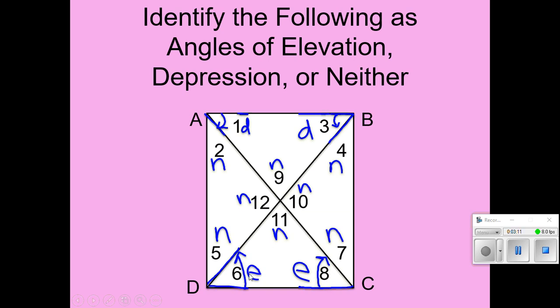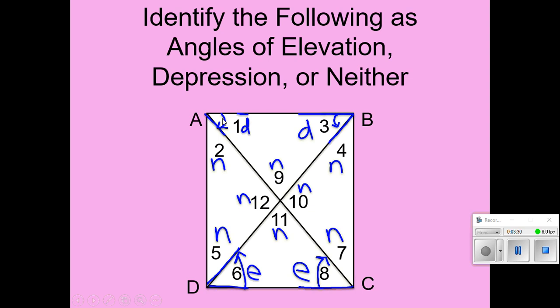Angle 6 is E, write E next to 6. And angle 8 is also elevation. The rest of the other angles are all neither. So please write N for all of the other ones. And write D and D here, E and E here.